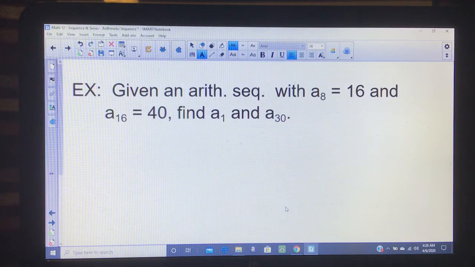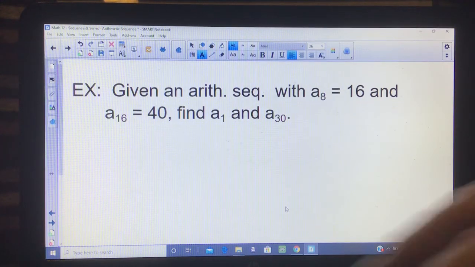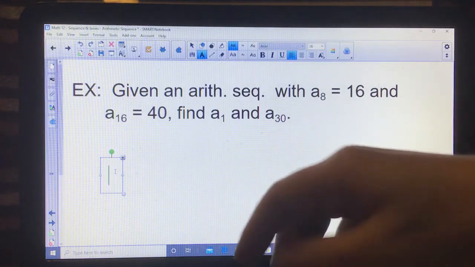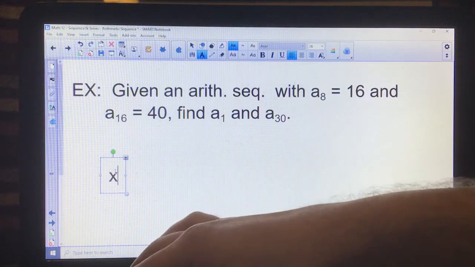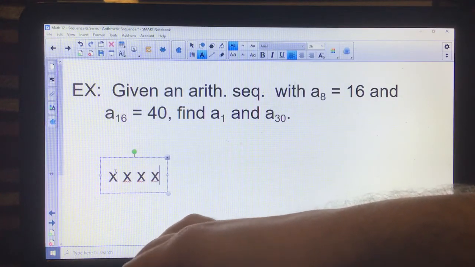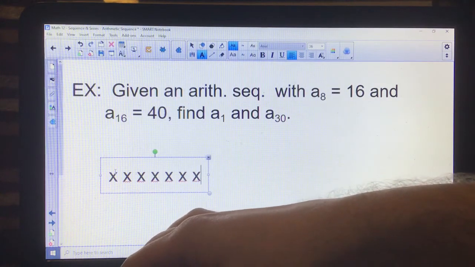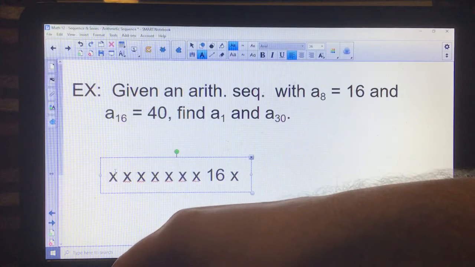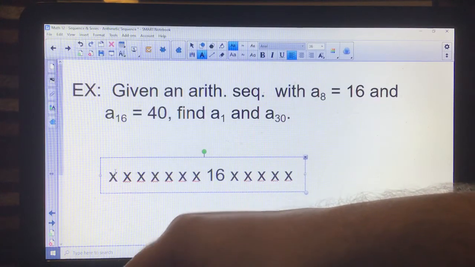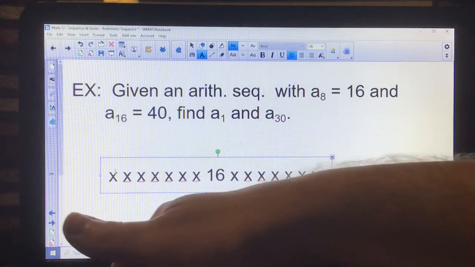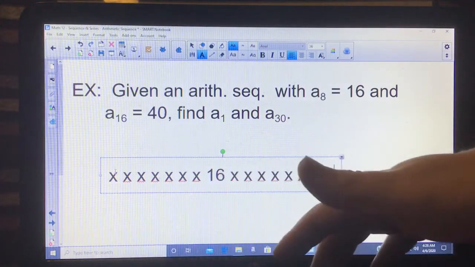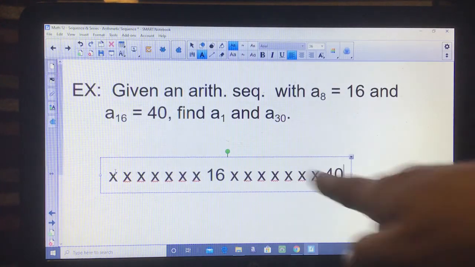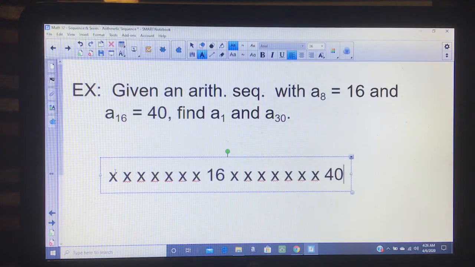Now, the problem is I can't just get the common difference super easily, and here's why. If we think about the sequence, I have 1, 2, 3, 4, 5, 6, 7 terms I don't know. It's not until the 8th term that I know that's 16. Then I have 9, 10, 11, 12, 13, 14, 15, and then finally the 16th term, I know. So in this case, it's a little difficult to find the common difference because they're not next to each other. But you might even be able to figure it out.